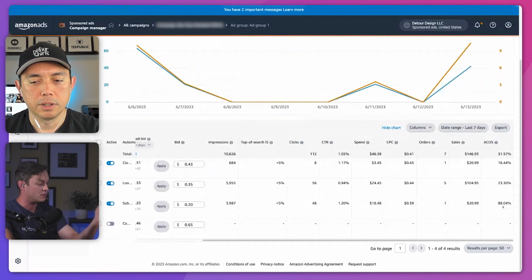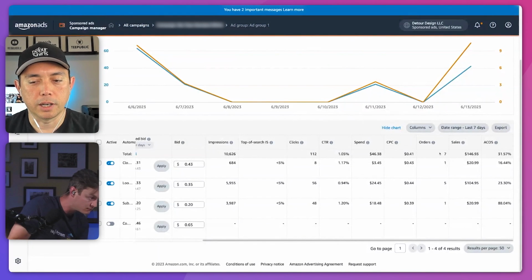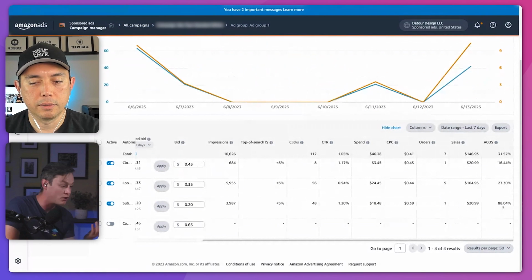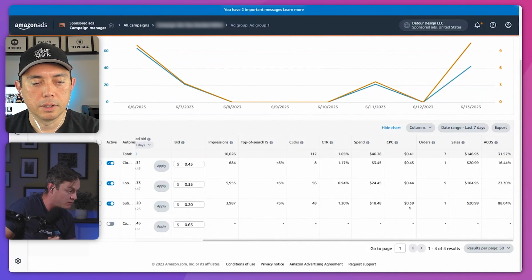And this could be also, let's glance at it, like maybe something. Look at that. That's way high. But that's only one order too. Oh, that's true. Good call. Over the 48. So maybe it's worth lowering the bid a tad.